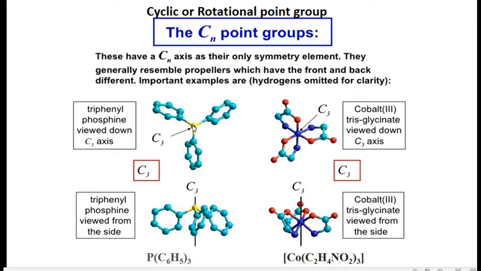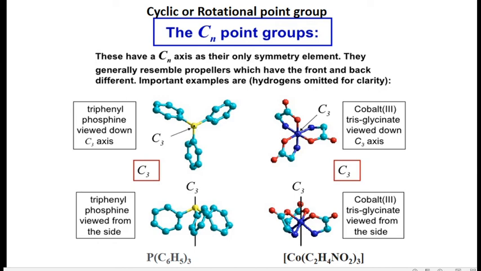So this is the central phosphorus atom which is connected with the 3 phenyl rings, and these phenyl rings are in different orientation, in different planes, right? So the molecule has only one axis of symmetry. If you rotate the molecule about 120 degrees, it gives the C3 proper axis of rotation.